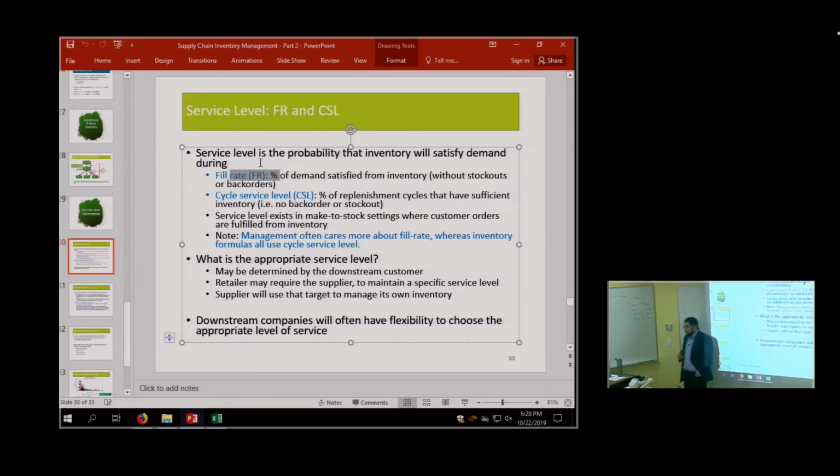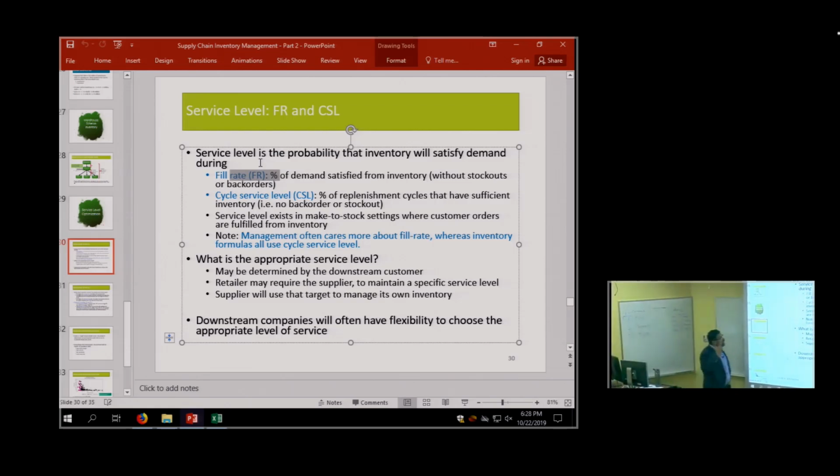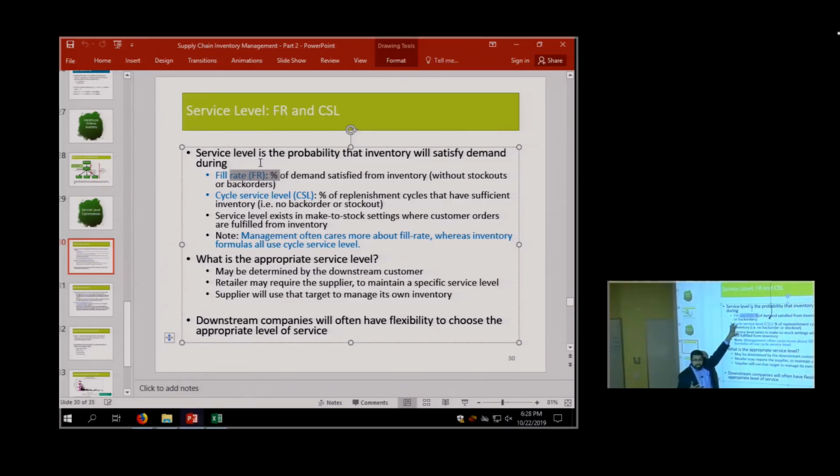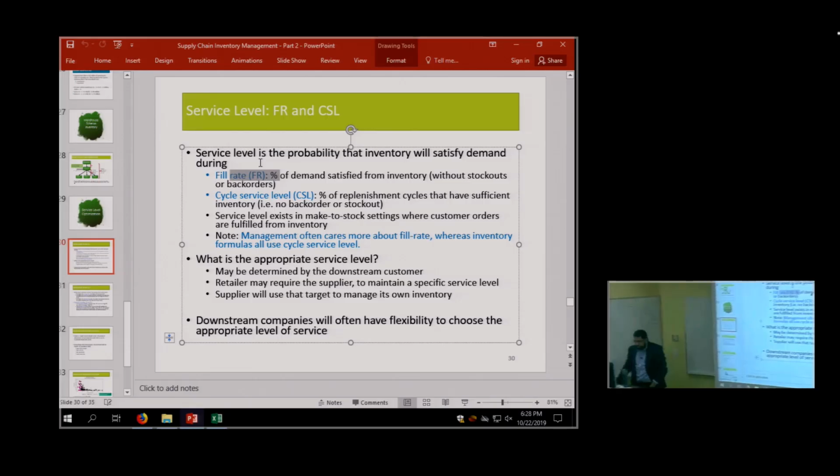Usually when management says we want a service level of 95%, often in their head they're thinking of the fill rate, and not the cycle service level. So you have to be kind of careful which one it is, because a 95% fill rate might only mean an 85% service level here. Okay? Because usually the fill rate is more than the cycle service level.